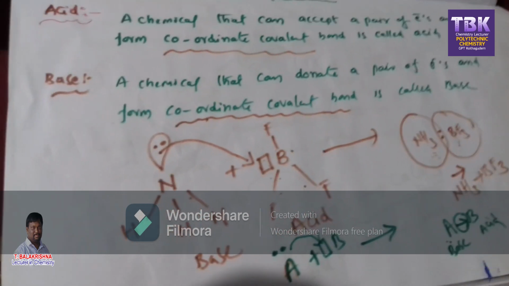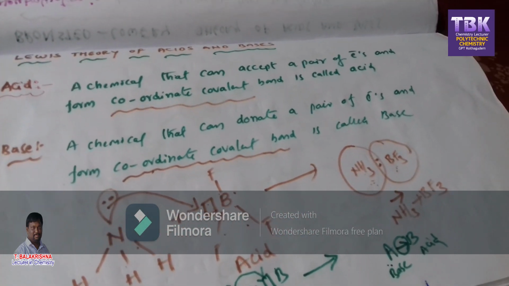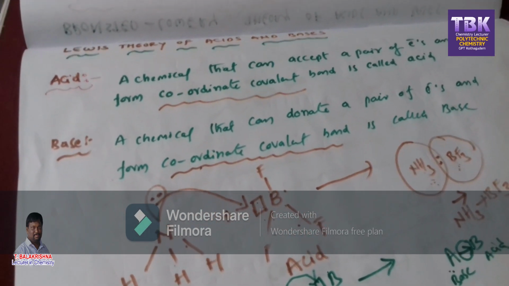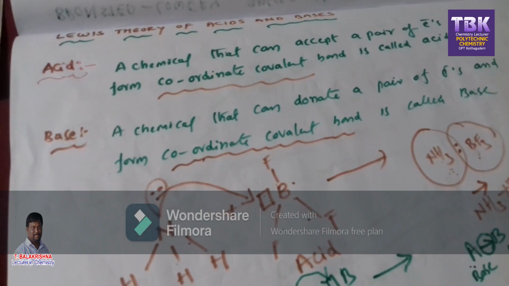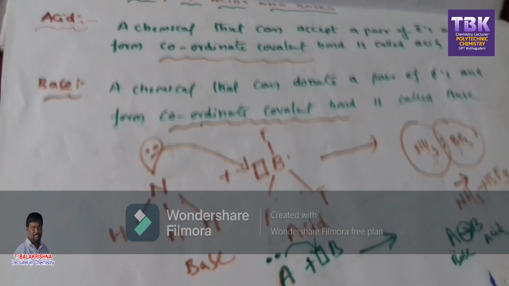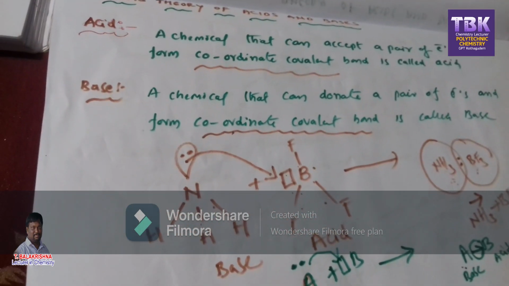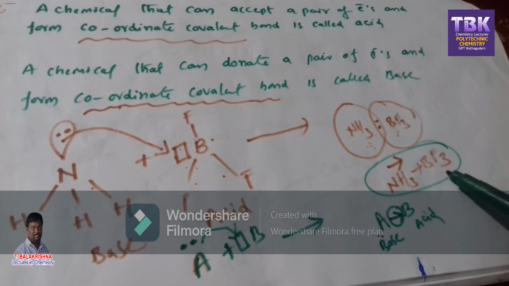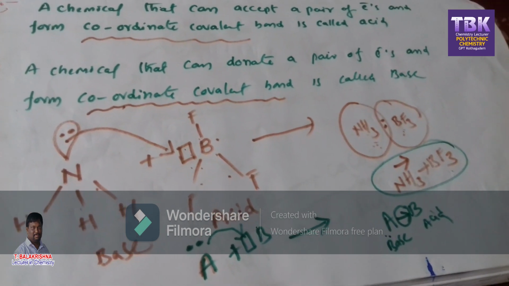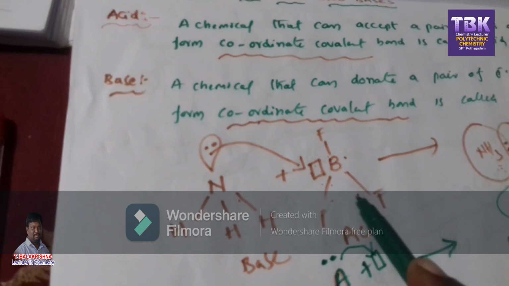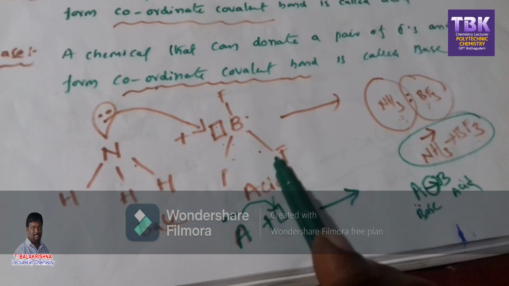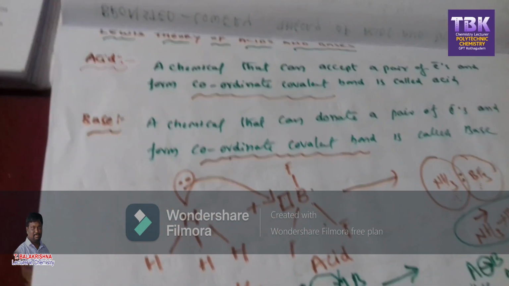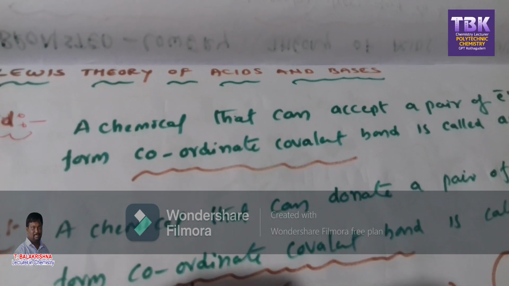According to the definition, the neutralization reaction or salt is defined as the addition product formed by the reaction of acid and base is called salt. The addition product formed by the reaction of acid and base is called salt. That is the definition of acid, base and salt according to the Lewis theory of acids and bases.